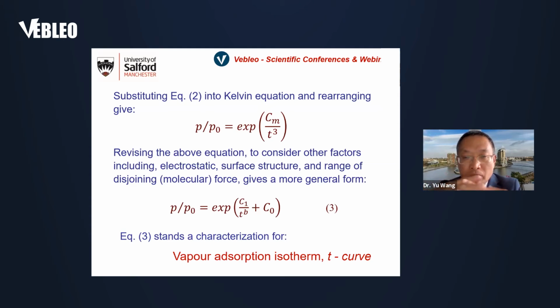So if we incorporate all of these concepts or effects into the first equation, then we can get a more general formula, equation 3, for the relationship of the vapor phase relative humidity and the coexisting water film on the substrate. So we say equation 3 represents the water adsorption isotherm, or it can be used to quantify or characterize the T curve.